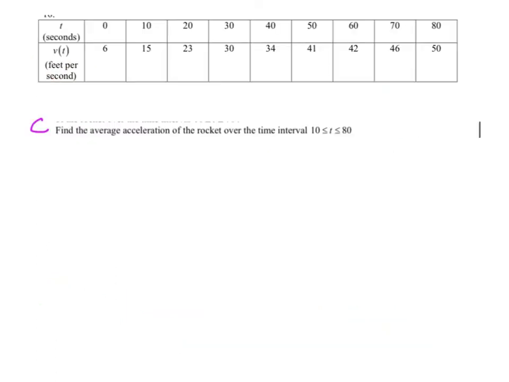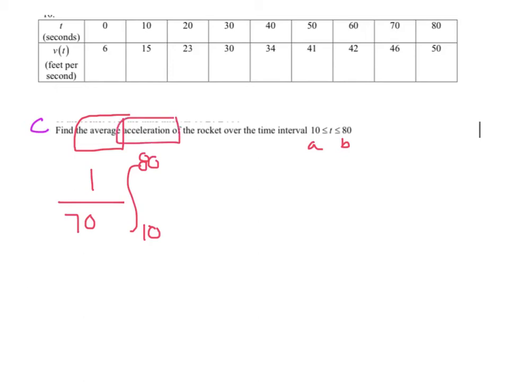All right, question C. Find the average acceleration of the rocket over the time interval 10 to 80. All right, now don't be scared when you see this question. The key word that should be jumping out the page is the word average. And since it doesn't say average rate of change, I'm going 1 over b minus a. Now, here's my a and my b, so I'm going 1 over 80 minus 10, which I can do in my head is 70. The integral from 10 to 80. And again, just read, what are you taking the average of? Okay, it clearly says the word acceleration, so that's what I'm going to put here.